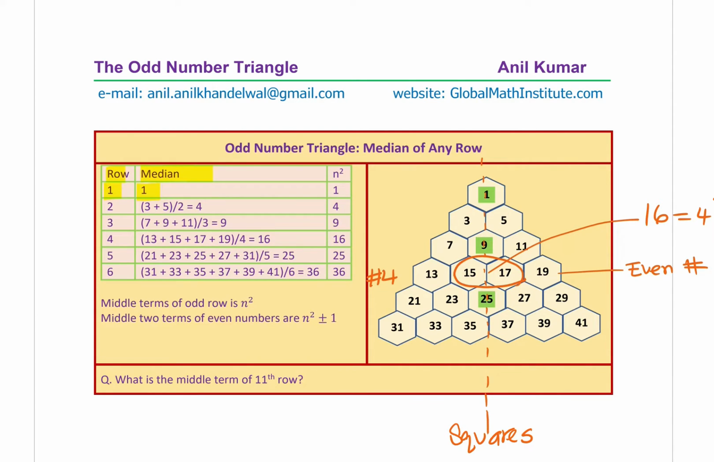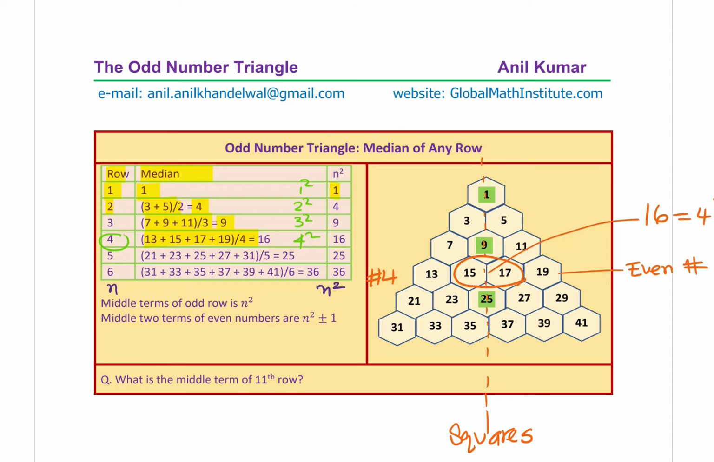For the first row, we have only one number, and the middle value is 1, which is also a perfect square. Second row, 3 and 5. So 3 plus 5 divided by 2 is 4, and 4 is a perfect square. It is 2 square, correct? Then we have 7, 9, 11. The center value 9 is 3 square, which is a perfect square. And then we have 13, 15, 17, and 19, whose median is 16, and 16 is also a square. So what we see here is 1 square, 2 square, 3 square, 4 square for row 4. That means if we have the nth row, then the median should be n square, and that becomes the pattern. So the median is a perfect square.